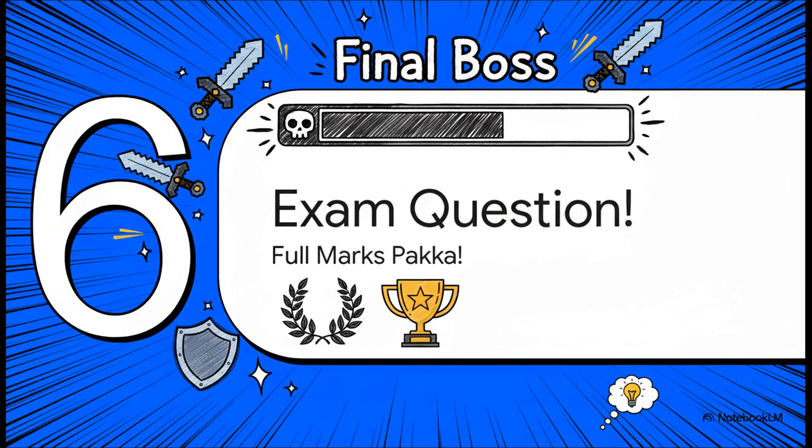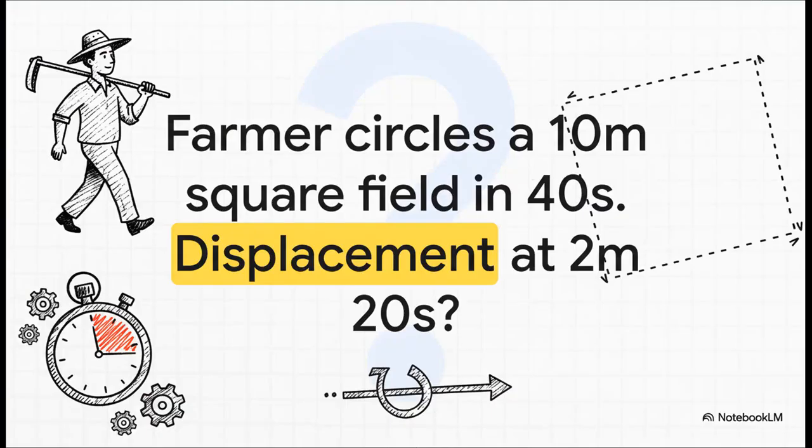All right, my champions, are you ready? It's time for the final boss battle. We're going to solve a classic exam question. If you get this one right, you're on your way to getting pakka marks in this chapter. Let's do it. So here's the question. Pay close attention. A farmer moves along the boundary of a square field. Each side is 10 meters long, and it takes him 40 seconds to walk around the whole thing once. The question is, what is his displacement after 2 minutes and 20 seconds?